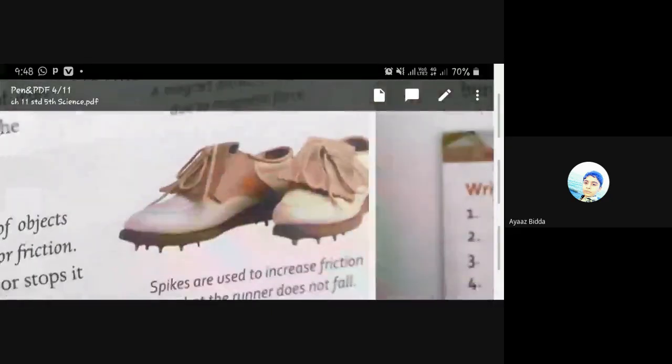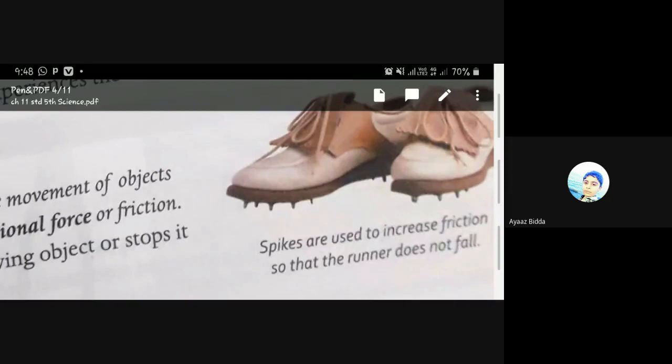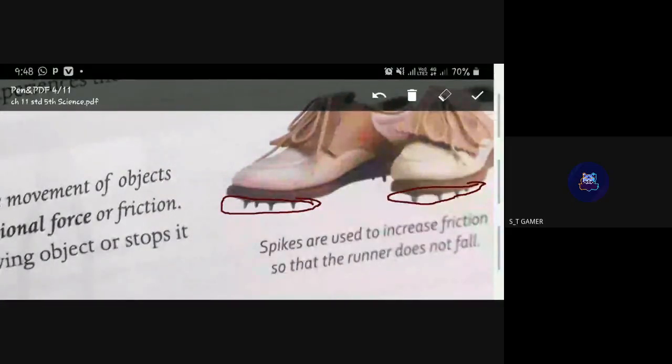I could give a good example. Have you seen this type of shoes in football? Those who play football know. They wear this type of shoes, spiky shoes. Because of this spike, the friction increases and the chances of slipping reduce. The grass where they play is very slippery, so there are many chances to slip. So the footballers wear this type of shoes to increase the friction, and they will not fall.